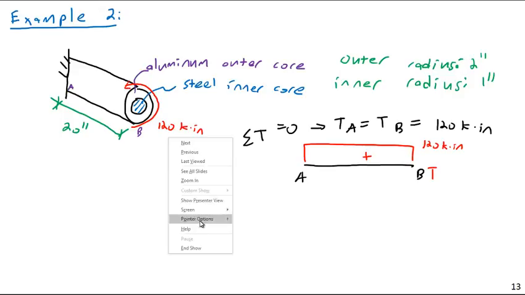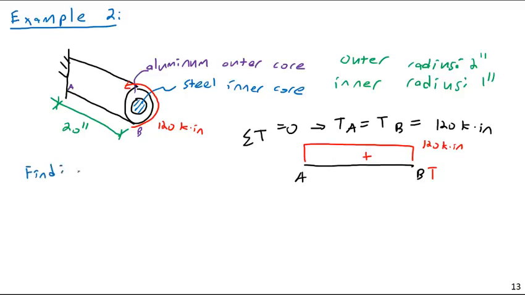Okay, and I want to find the maximum shear stress in each element. And we can just look up the material properties for steel and aluminum. Find max shear in aluminum and steel elements, sections, I should say.